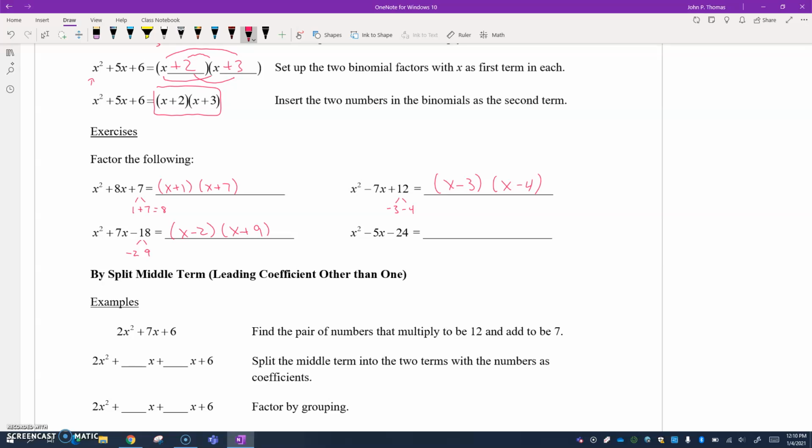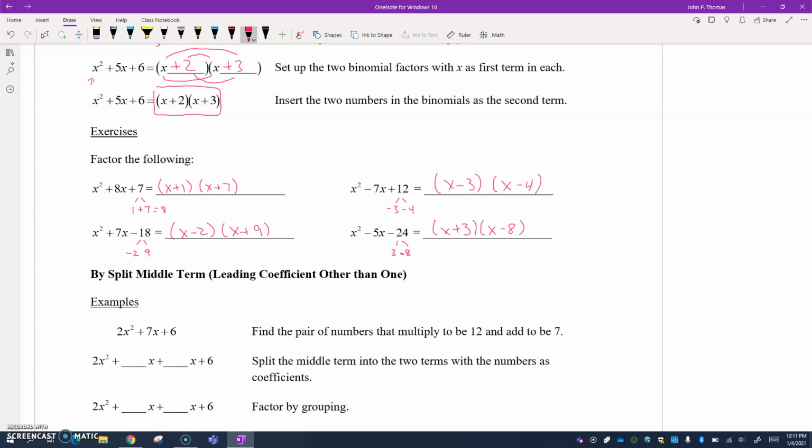If I look at the next one, we want to find a number pair that multiplies to negative 24 and adds to negative 5. I've got 1 and 24, that would be plus or minus 23. 2 and 12, that would be plus or minus 10. 3 and 8, that would be plus or minus 5. So we're going to do the 3 and the 8. We want it to be a negative 5, so we're going to make the 8 negative. So I have x plus 3 and x minus 8.